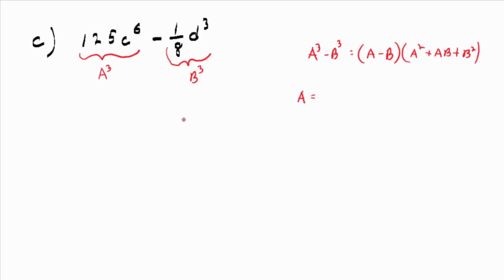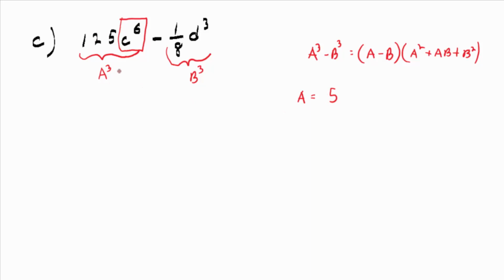So what does a have to be if a cubed is 125c to the 6? Ooh, that's a tough one. Well, let's think about it. Right now you're tempted to say c to the 6. Maybe that's not a perfect cube. But it is. What could you cube to get c to the 6th? Well, you're right, with the 5, for the first part, 5 is going to be one factor of a.